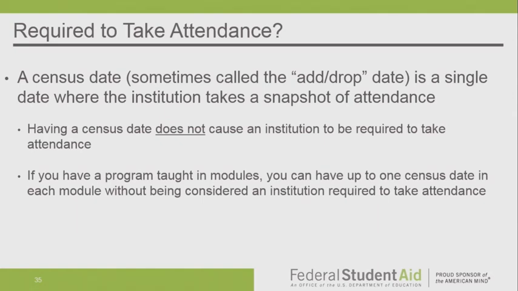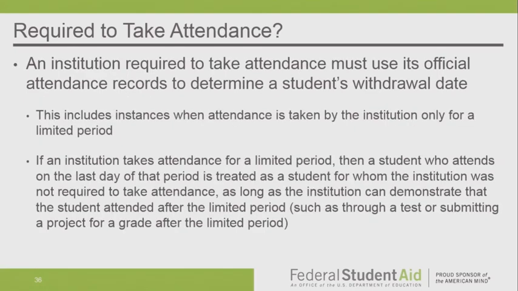If you have a census date, that census date in and of itself does not make you an institution that's required to take attendance. You're simply taking a count on a specific date, and that doesn't change your designation. Sometimes you might have embedded modules within your program. If you have embedded modules, you can have a census date for each one of those modules so that you're checking each module to get the official count for that module during the payment period, and that also does not change your designation of what kind of institution you are, so you don't have to lose any sleep over that.